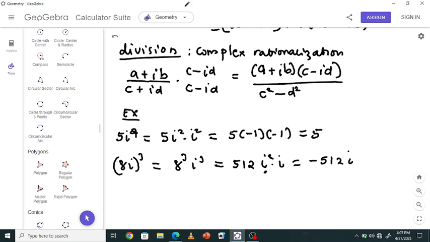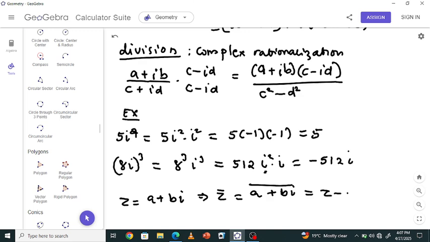About division, let's handle one example so that you can see how we rationalize. When you're rationalizing, say you have z is equal to a plus ib. When you rationalize, you will have z bar, which means it will be a minus ib. That's what we call rationalization.